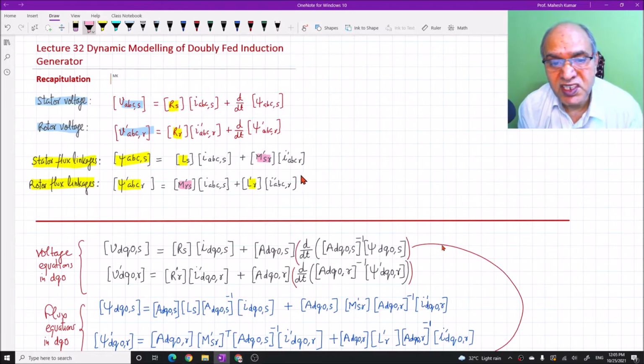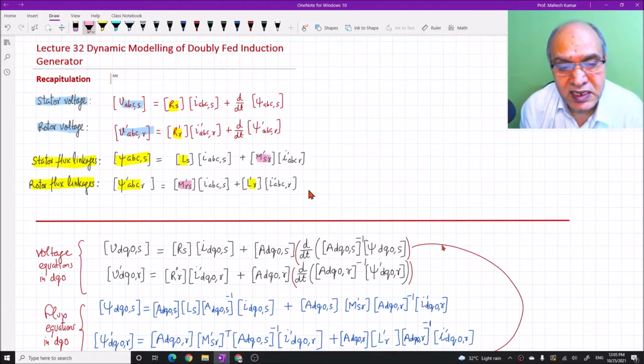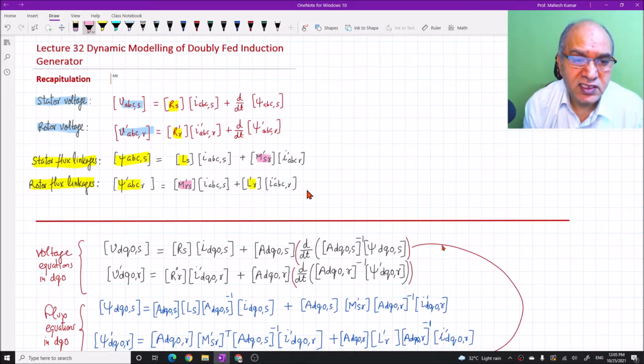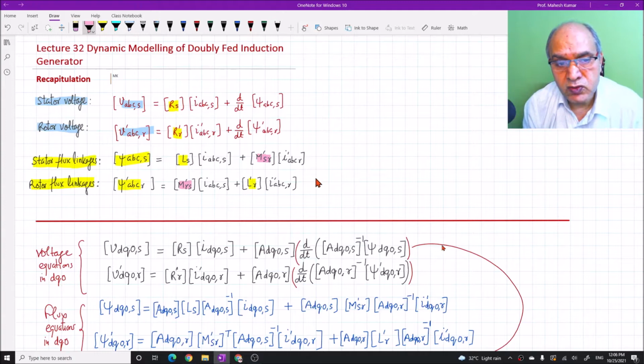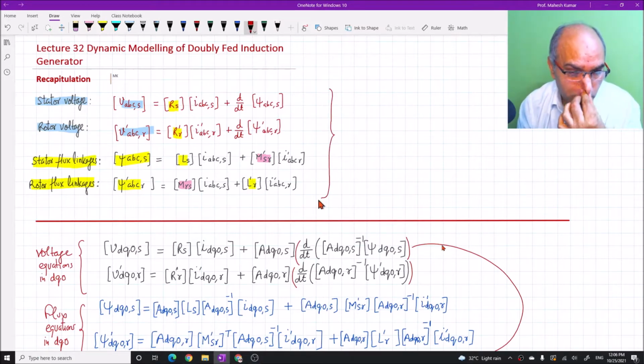And hence we are seeking a more simplified representation of this system, which comes as the DQ0 frame of reference, because in DQ0 we make the DQ frame rotate at synchronous rotating speed so that the pulsating quantity looks like a DC quantity. So that simplifies the control system a lot. We are trying to transform these quantities into the DQ0 frame of reference.